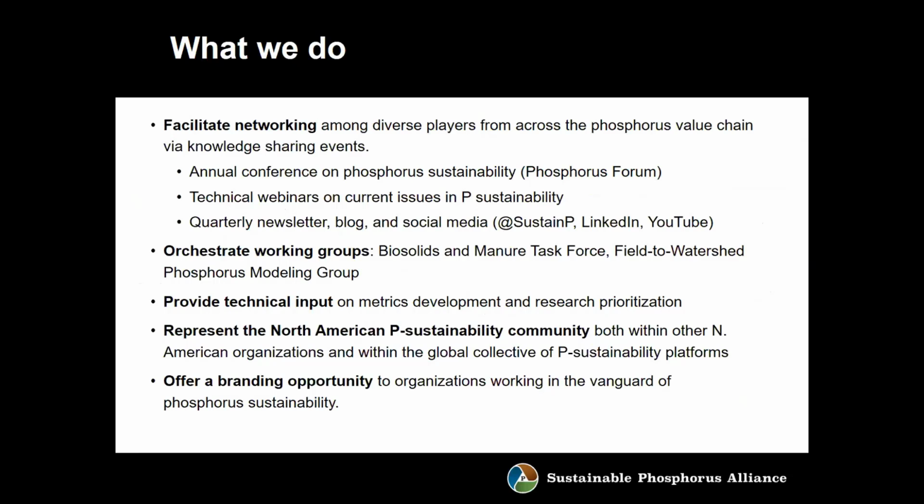Some of the work we do, we facilitate networking through events like this one. We have an annual forum, and we have other offerings online as well. We do some technical work through our working groups and provide technical input to other organizations that we work with. We also represent the North American Phosphorus Sustainability community, both at home and abroad. And if you become a member, we offer you a branding opportunity to show that you're a leader in this field.